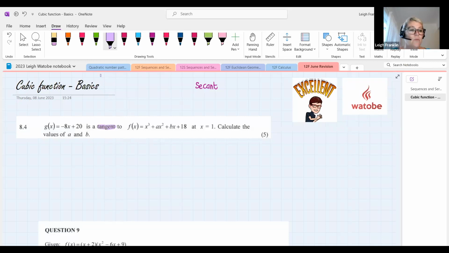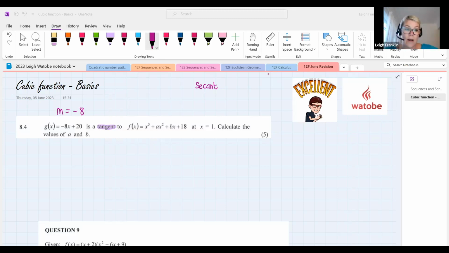The other thing that I want to ask you before we get started, right, is what is the gradient of g of x? What's the gradient of g of x? There we go, Nhlanhla. It's negative 8. Okay, so we know the gradient at the point of tangency because the gradient of the straight line, if it's touching the function f of x at that point, that must be the function's gradient as well. Okay, so does that make sense to everybody?